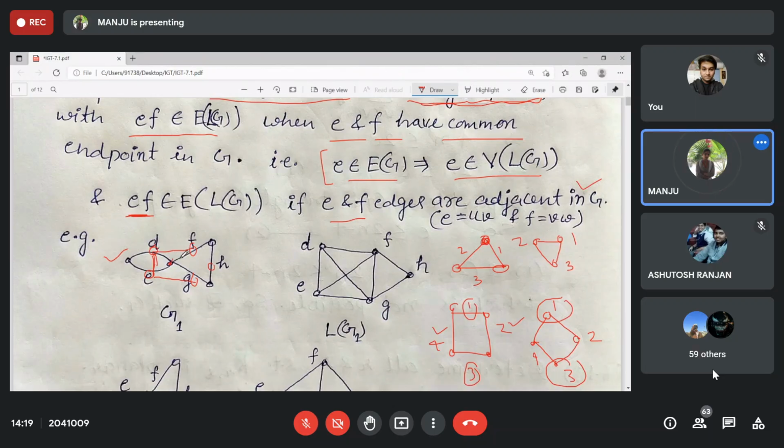See, whenever three edges are like this, they form a triangle. Whenever four edges are like this, they form K4. Clear? And these will form K5.